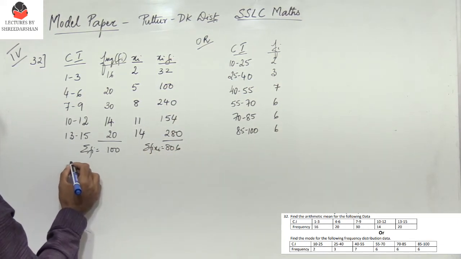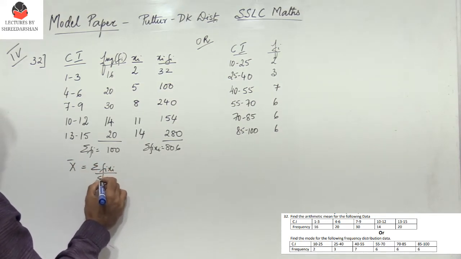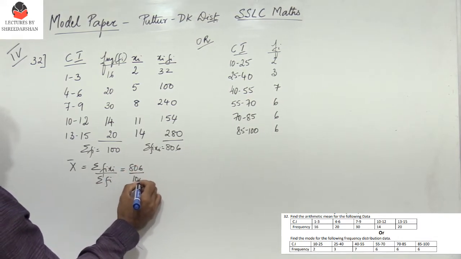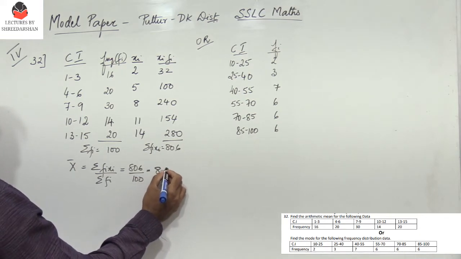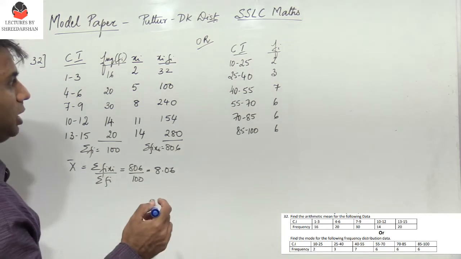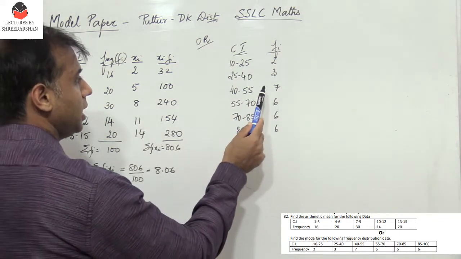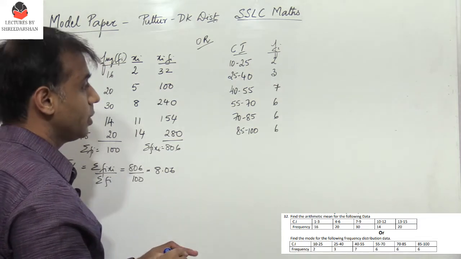So therefore the mean is nothing but summation fi xi divided by summation fi, which is 806 divided by 100. So we get the value as 8.06. So the next one, find the mode. So to find the mode, we need to identify the modal class. So how do you identify the modal class? Find the class interval with the highest frequency. So you find that the highest frequency is 7.